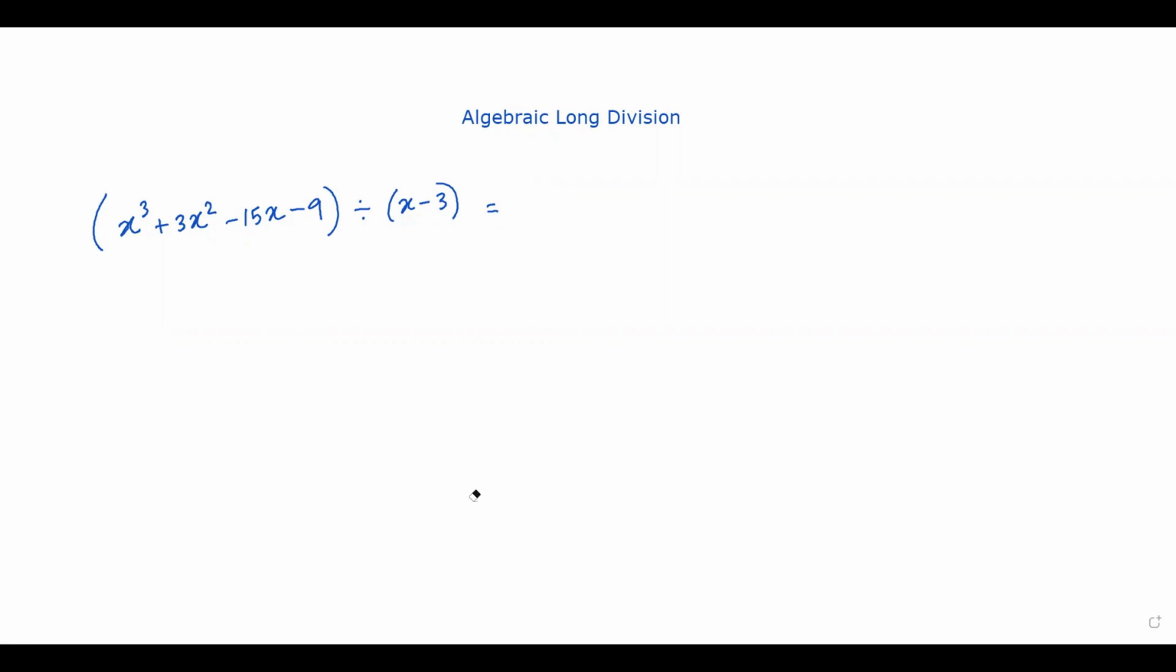And when you write the question to do the division, make sure you write from the highest indices to the lowest. Even if the question was given to you muddled up, you need to make sure you write from the highest to the lowest. So let's start doing this question.